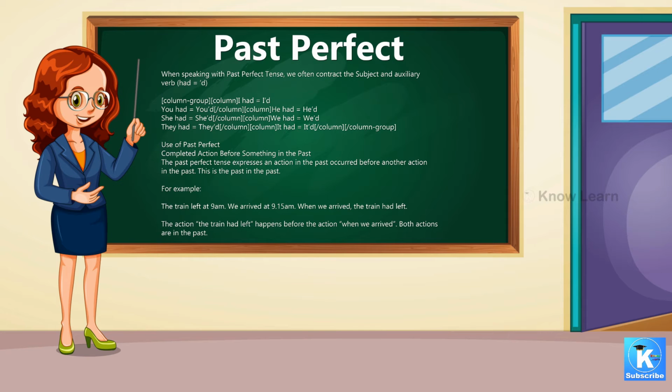Use of past perfect. Completed action before something in the past. The past perfect tense expresses an action in the past that occurred before another action in the past. This is the past in the past.